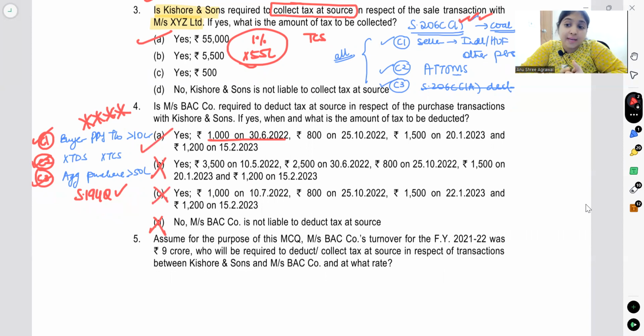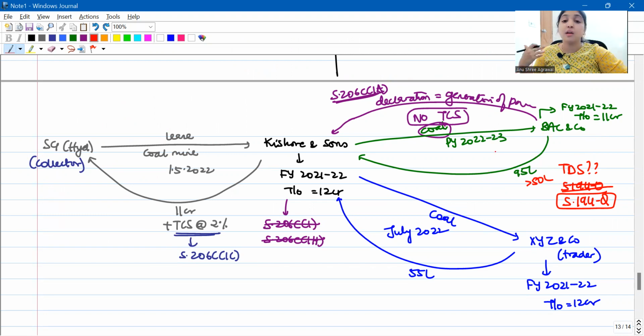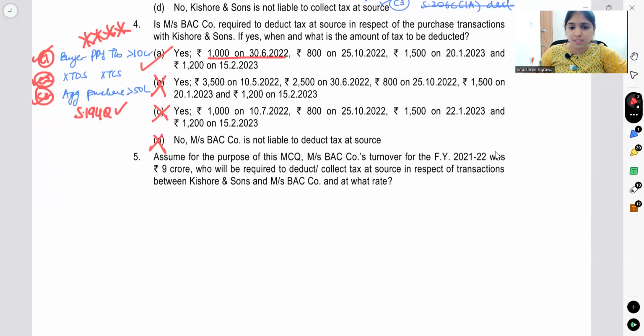This was simple, guys. If you see 194Q and 206C(1H), if you learn it this way, like how I've discussed it with you, it's extremely simple, very, very attainable. Nothing complicated, right? So when I talk about Kishore and Sons and BAC and Co, no TCS at all. So if no TCS, then from the buyer's perspective, BAC and Co can deduct tax at source under 194Q. TDS is always from the buyer's perspective. TCS is always from the seller's perspective. Total purchase which BAC and Co has made from Kishore and Sons is 95 lakhs, more than 50 lakhs. So on the excess at 0.1%, there will be TDS. That's it about the fourth subdivision.